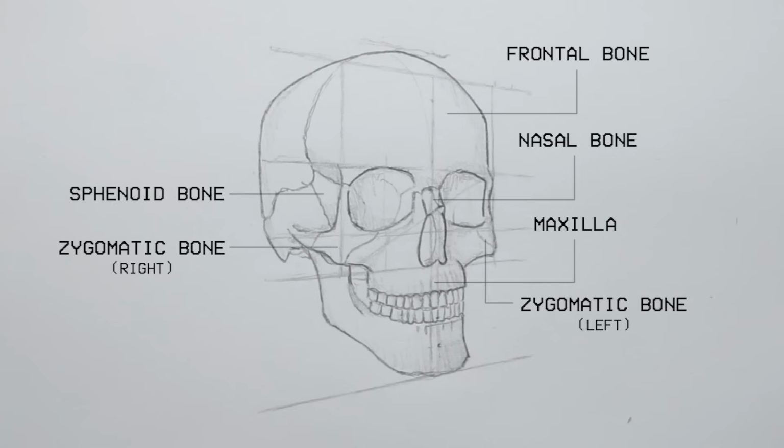Behind that there is the sphenoid bone, and this sits in the middle of the skull towards the front. So next on either side there is the temporal bone, and this connects with the zygomatic bone and some others, but we'll take a look at that later.